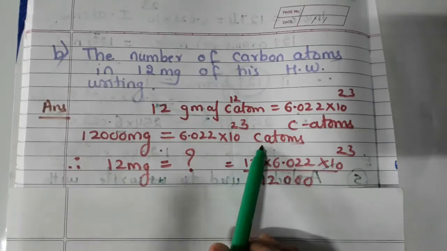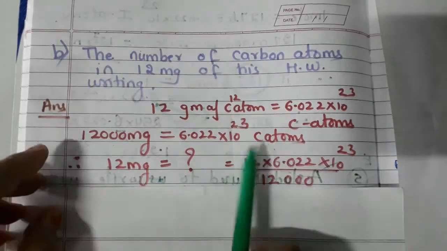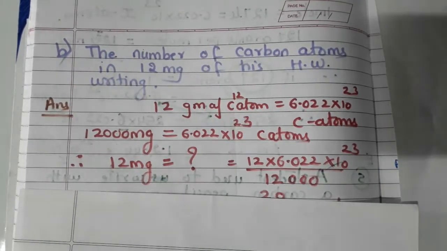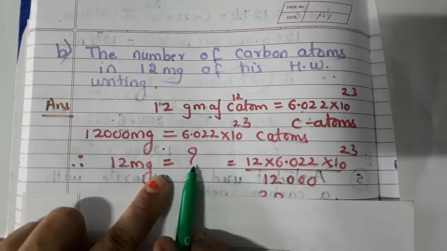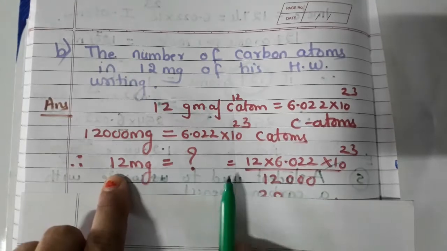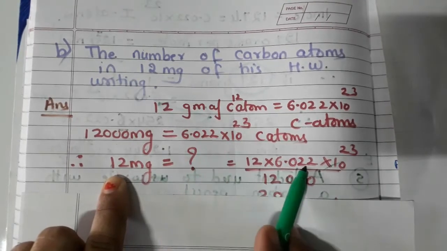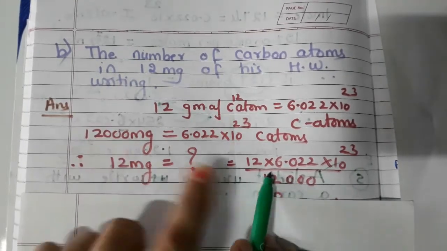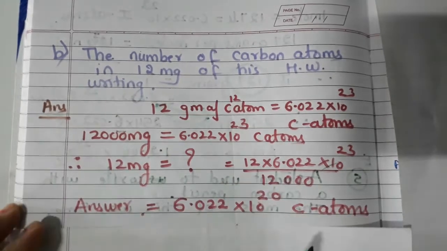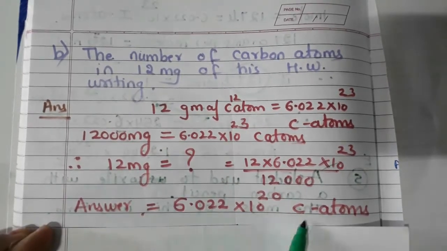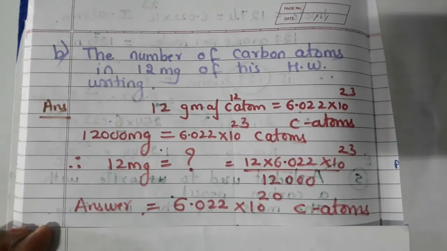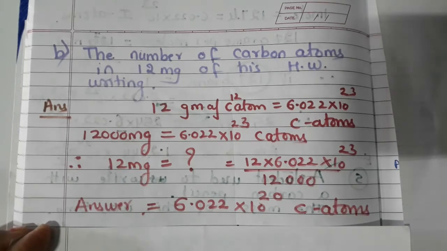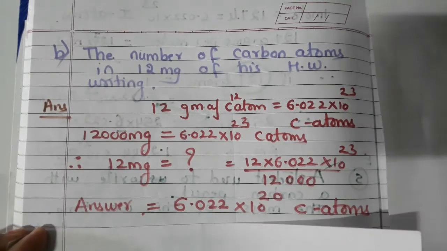Now what is the question? The question is to calculate the number of carbon atoms in 12 milligram. So 12 into 6.022 10 raised to 23 upon 12,000. When you solve this, you will get the answer 6.022 10 raised to 20 carbon atoms. Pause the video, carry out this calculation and see whether it matches your calculation or not.